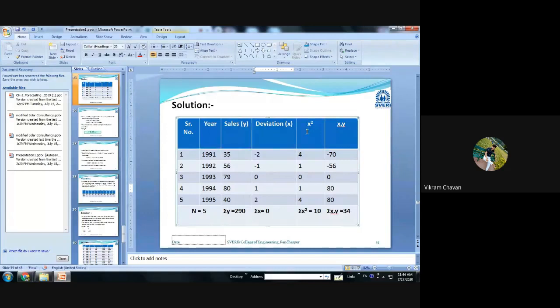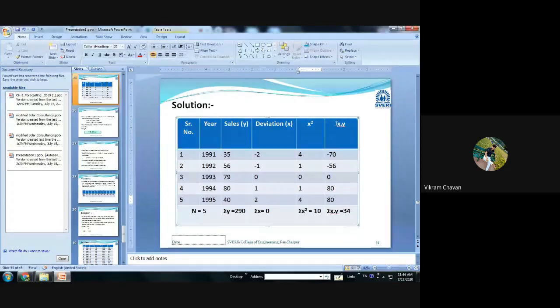Next we have to find out x square, that is nothing but deviation square. So -2 square will be +4, -1 square will be +1, 0 square will be 0, +1 square will be 1, +2 square will be 4. Now at the bottom of the x square column we write down the summation of x square, that is addition of all the squares: 4 + 1 + 0 + 1 + 4, it becomes 10. Summation of x square becomes 10.